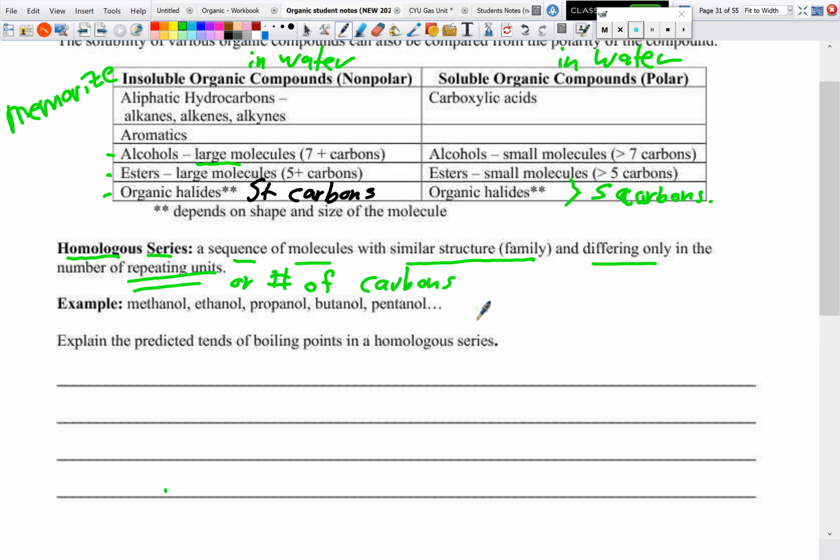Another one you can have is something like methane, and then jump right up, skip ethane, go to propane, and then skip, go out to pentane, and so on. This is still considered a homologous series because we're keeping the same family. In this case, it is the alkane family, but we are just differing the number of repeating units, in this case 1 carbon, 3 carbons, to 5 carbons. You can see that we're just differing the number of carbons that are there.